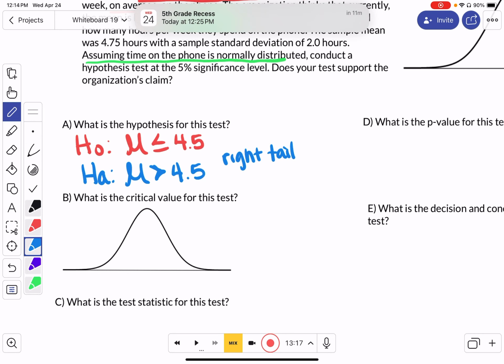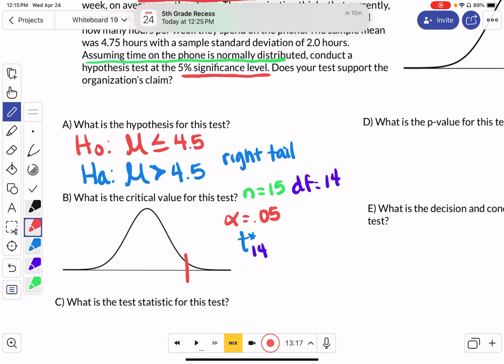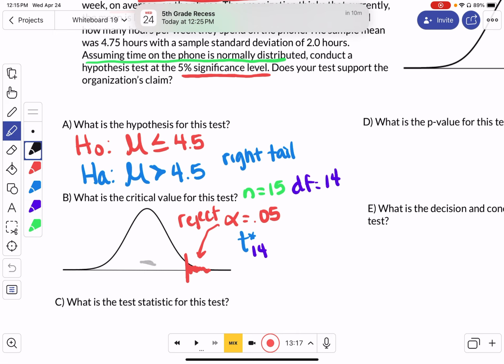So to get the critical value, we need a couple things. Critical value is based on the alpha level, the significance level, alpha, and that's equal to 0.05. And then we also need the sample size, which was n equals 15, because that's going to give me the degrees of freedom for this test, which are one less than that, which is 14. And so I'm trying to find the t star at 14 degrees of freedom. And that's going to create the rejection region, which is out here. And remember, because it's a right-tailed test, we're putting all of this rejection region at alpha in that region, and anything that falls inside of here is going to be what we fail to reject.